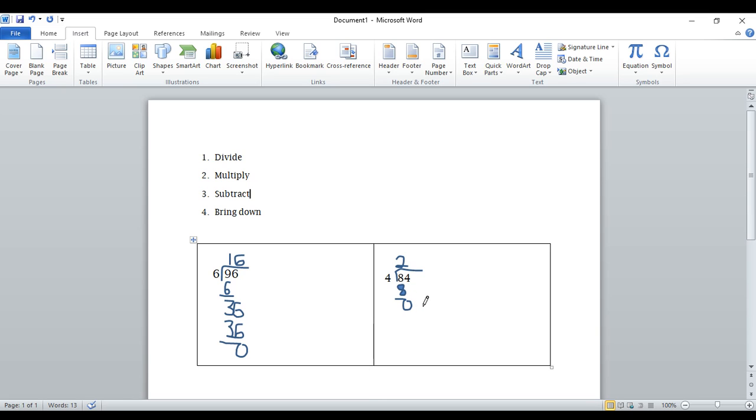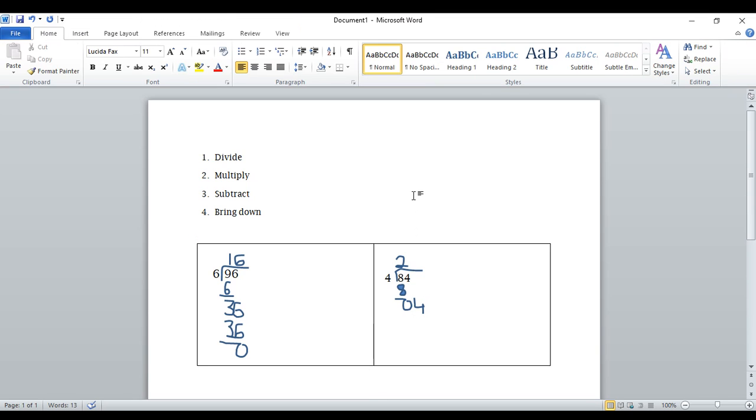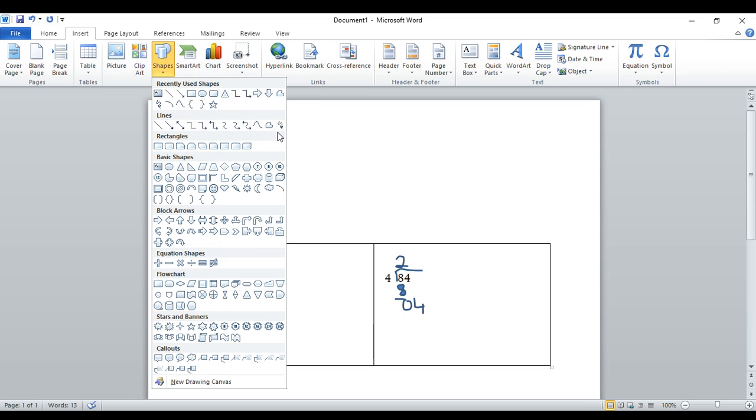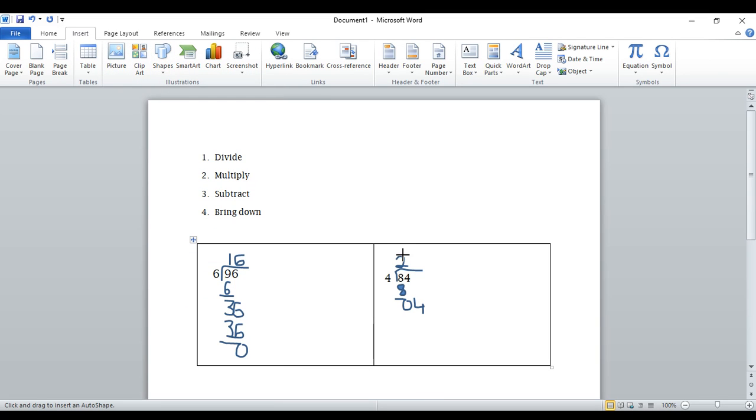And then our next step is divide. After we bring down, we go back to the top and we divide. Always by this divisor. 4 goes into 4. Or how many groups of 4 are in 4? And I hope you said it's just 1. So we're going to write our 1 back up here at the top.